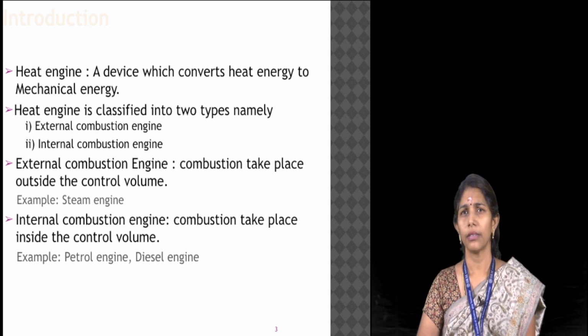We are going to see the classification. Classification is done on different categories. The main category would be external combustion and internal combustion engines. In external combustion engines, combustion takes place outside the control volume, for example, steam engines. Whereas in an IC engine, combustion takes place inside the control volume, for example, petrol engine and diesel engine.